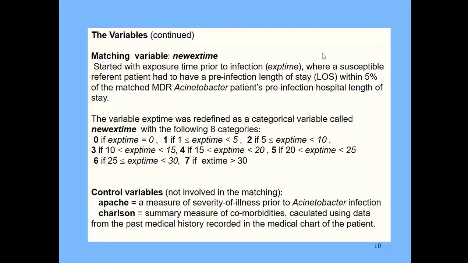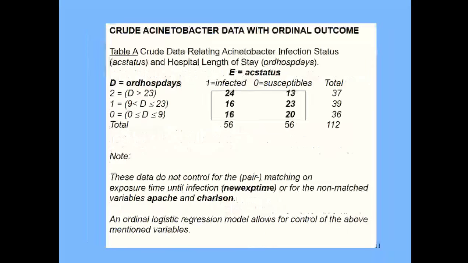So we were controlling for exposure time and these 2 variables, and the question was, were people who were resistant more likely to stay in the hospital longer than people who weren't resistant, who were susceptible? That's the plan, okay? So you want to put things into that kind of a context, okay?